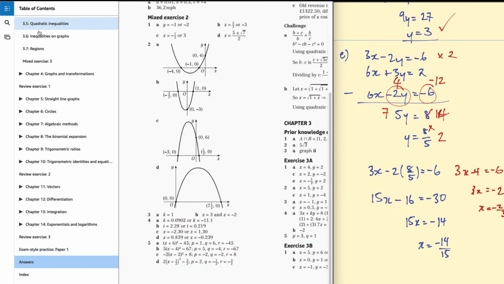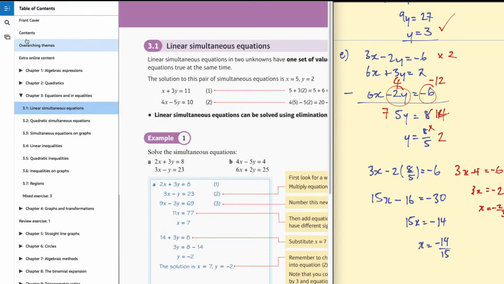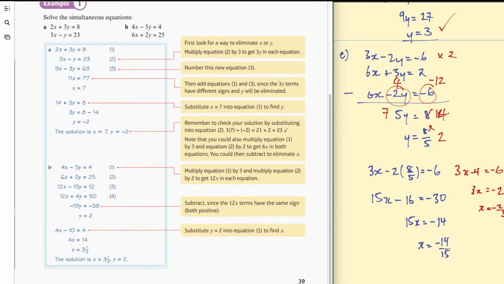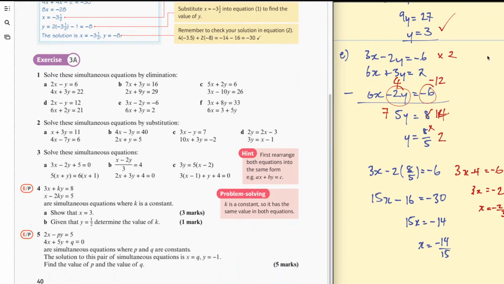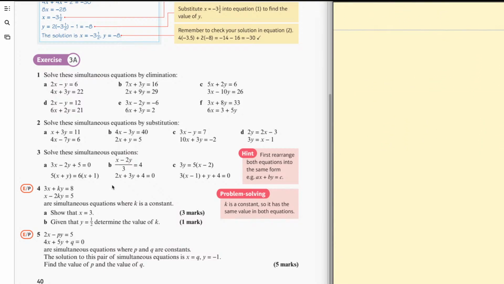Okay. Where are we up to? We are up to 2. Looks fairly similar to what we were just doing. Oh, so this one was saying by elimination. They're actually telling us to do it by elimination. This one is by substitution. Okay, so let's just do 1 by substitution.